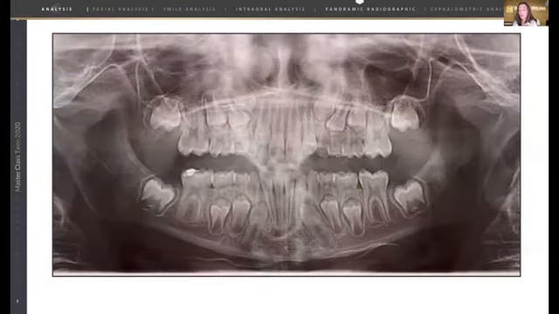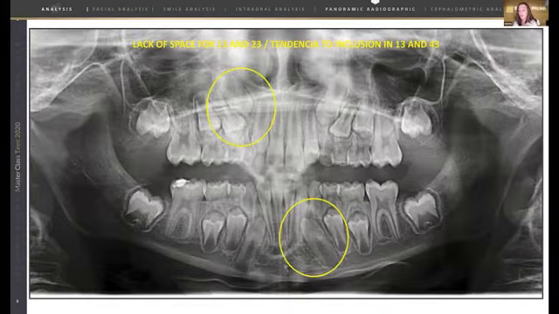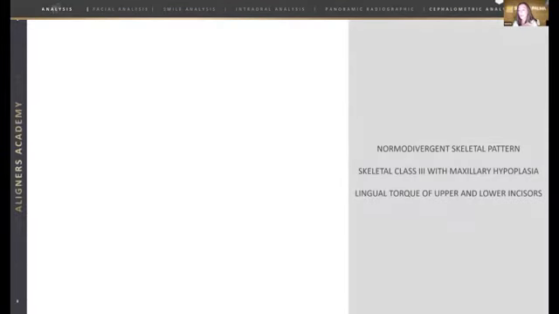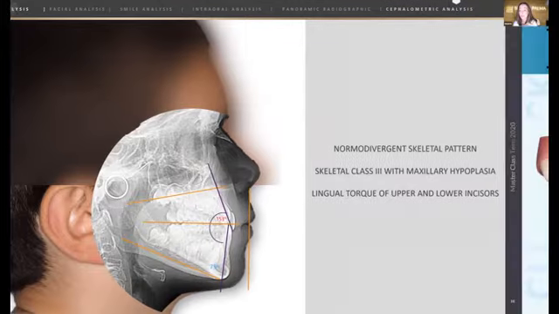We also have lack of space for 13 and 33, as you can see in the X-ray. And in the cephalometric pattern, we can see that the patient has a normal diverging skeletal pattern with skeletal class 3, with maxillary hypoplasia and lingual torque of upper and lower incisors.